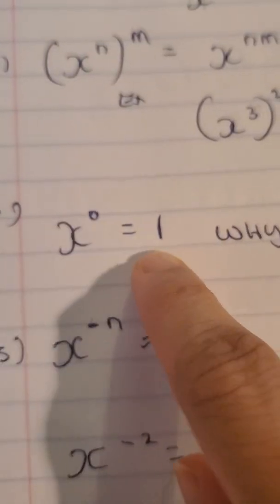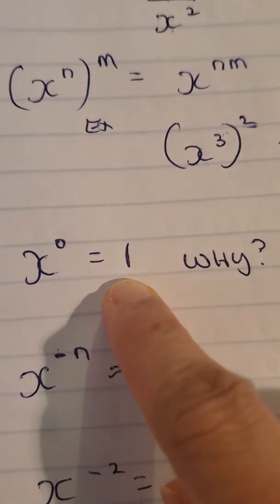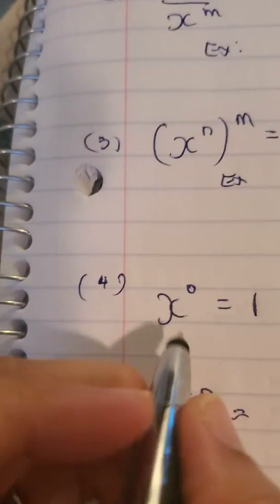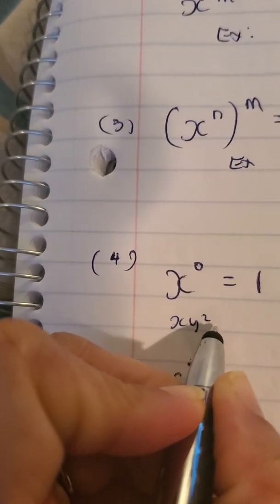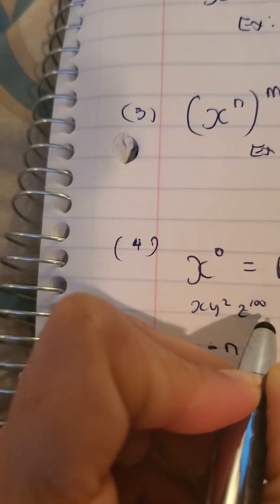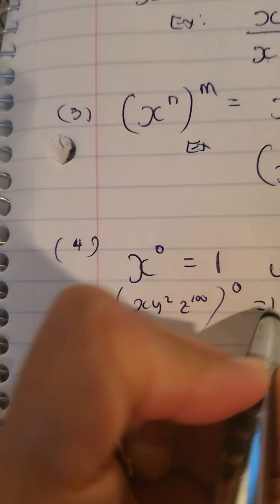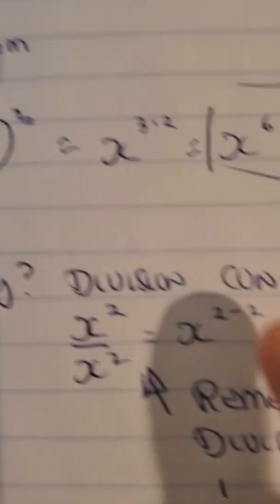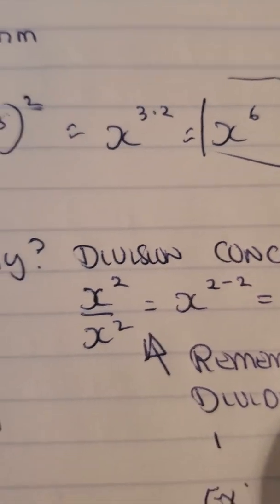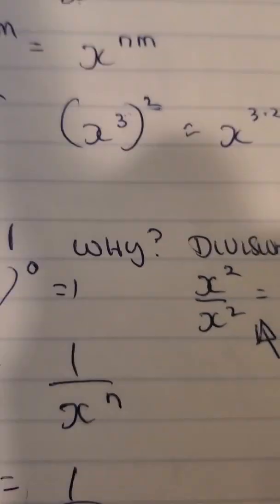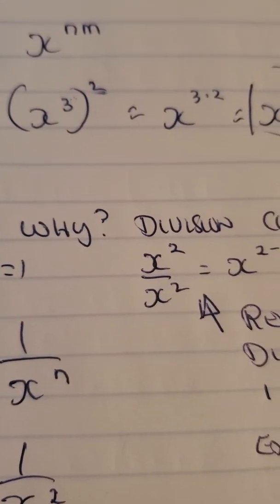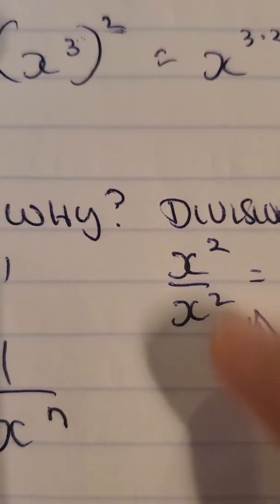Any base raised to a 0 power, it doesn't matter if it's a smiley face, it could be something like xy squared z to the 100. As long as you raise this to the 0 power, it's 1, right? Why is that? It's actually a division concept. So let's take a look at when factors become 1. When we divide the same factor. Anything divided by itself is the same as 1.